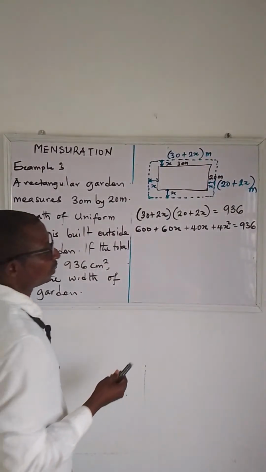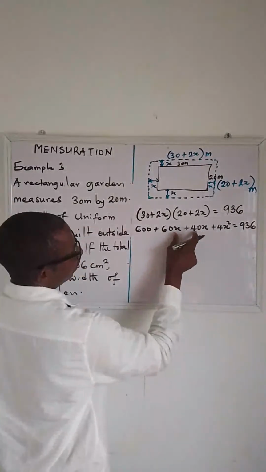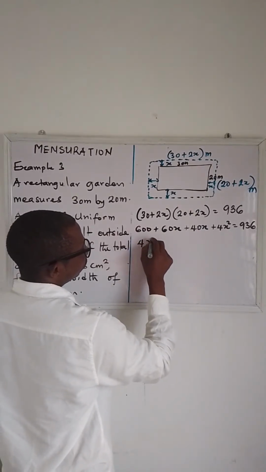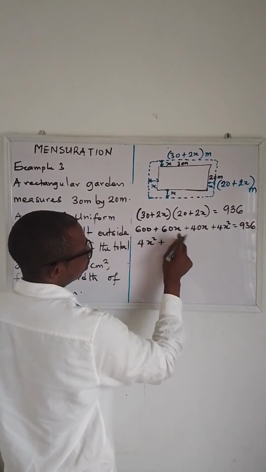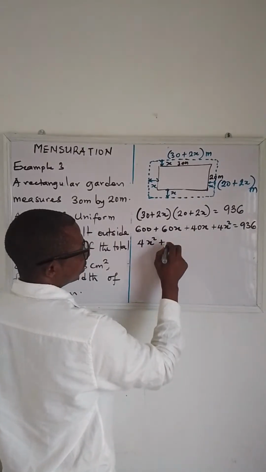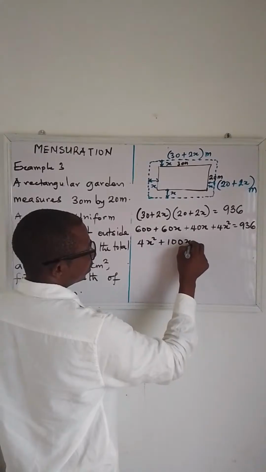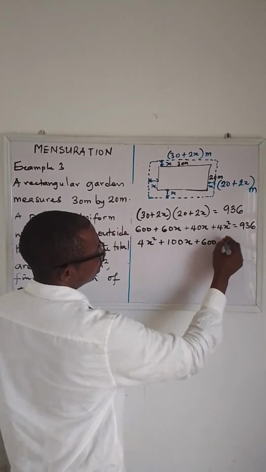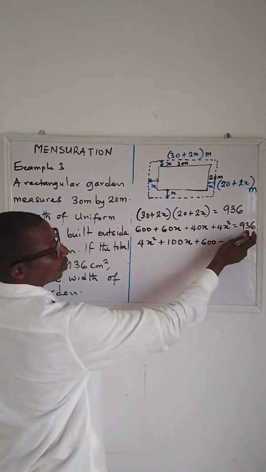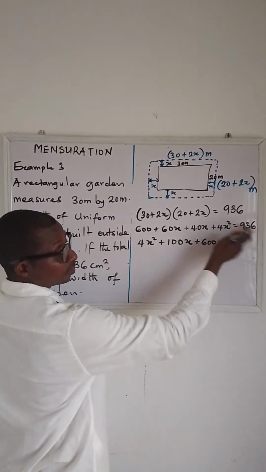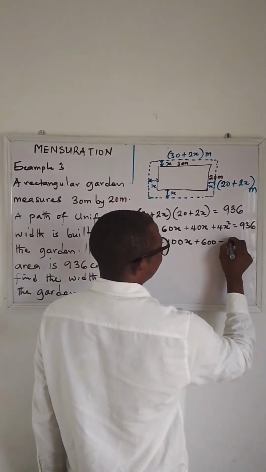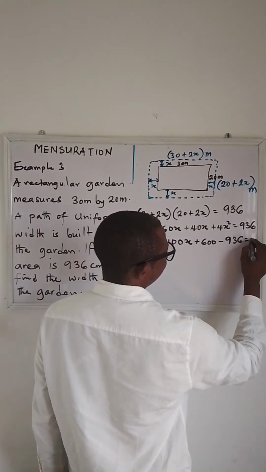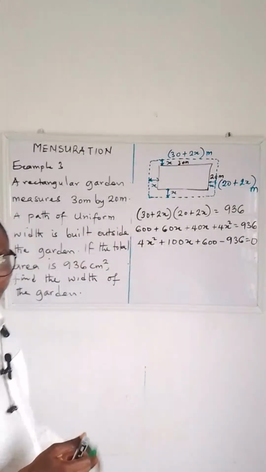All right, so now let's join these together. We have 4x squared plus 100x, plus 600. When you subtract 936 from both sides, you have minus 936 equals 0. I hope you understand that.